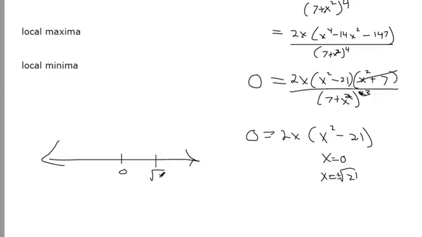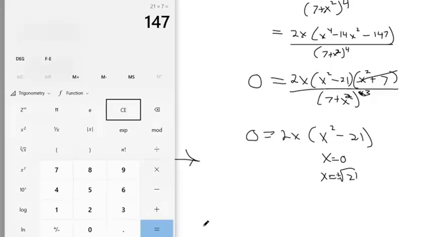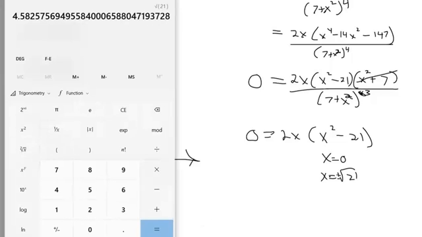0, square root of 21, and then negative square root of 21. And so like always, you just want to test some points around those to find out whether it's positive or negative. Remember, this is the second derivative, so we're finding concavity. So what is the square root of 21? I don't even know. 4.5.